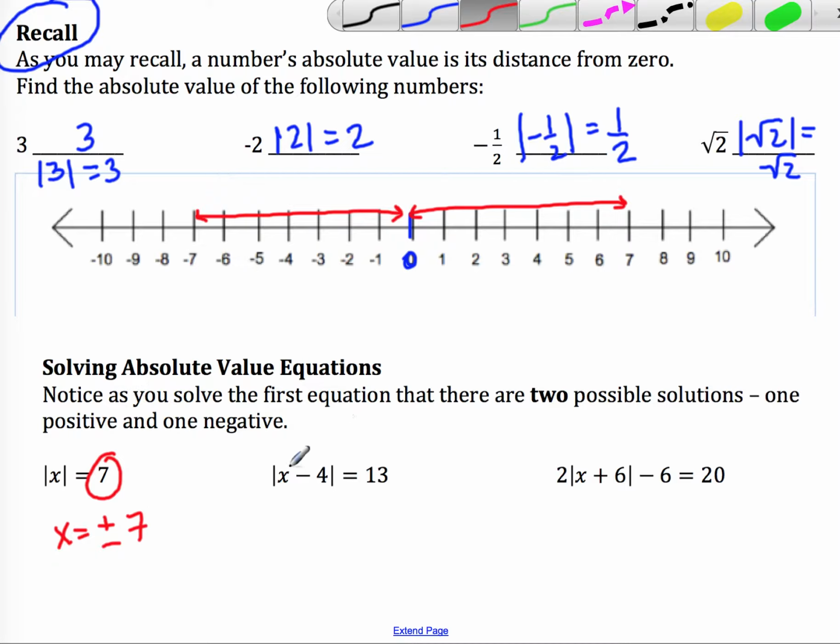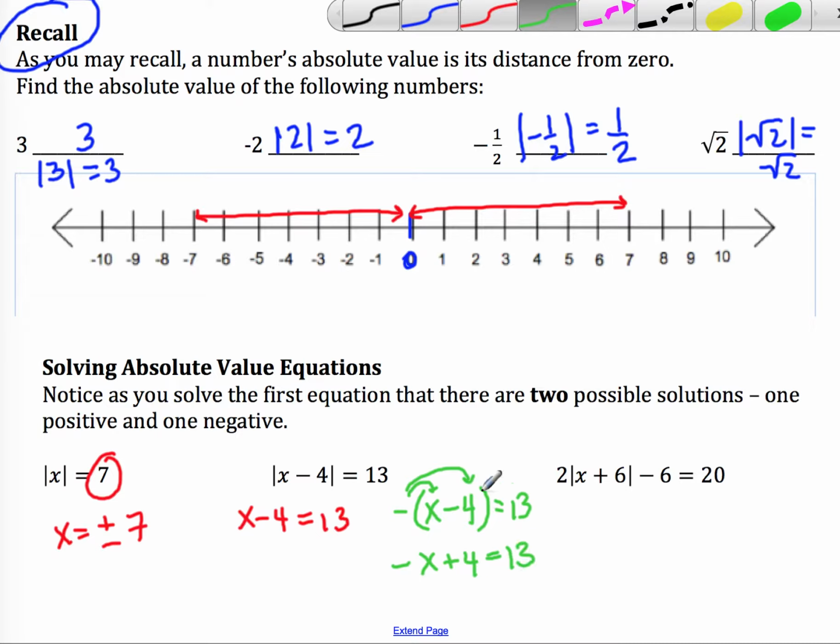Now, what about this one? What happens when you have a minus 4 here? It means that the whole thing inside could be positive, or the whole thing inside could be negative. If the whole thing is positive, I can just leave it like this. If the whole thing is negative, you do negative parenthesis x minus 4, which is the same thing as negative x plus 4. So you distribute that negative 1 through. So negative x plus 4 equals 13.